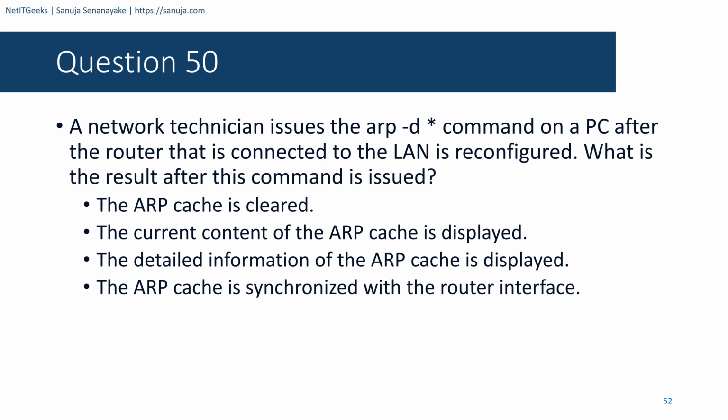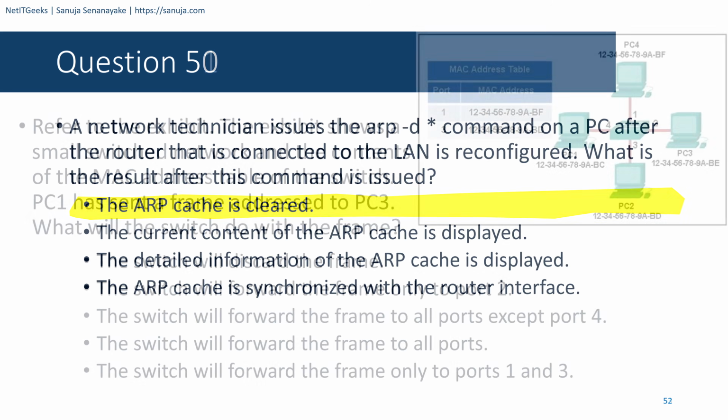Again, if you did your labs, you should know the answer to this question. It is that the ARP cache is cleared by issuing the arp -d command on a PC, and that will allow the network technician to ensure that the cache is populated with the updated information that he has updated on the newly configured router. So the PC will receive the new ARP information. It will clear the ARP cache on the PC by issuing this command.